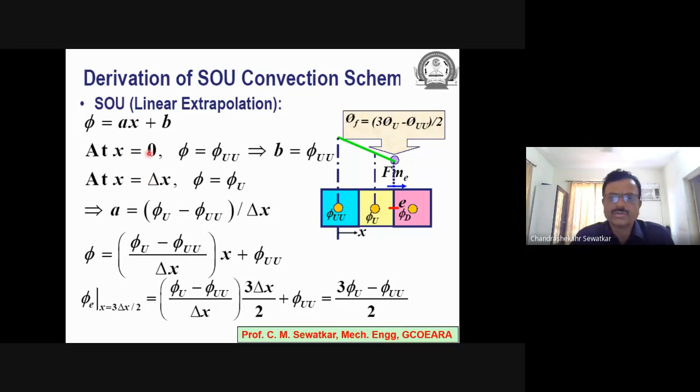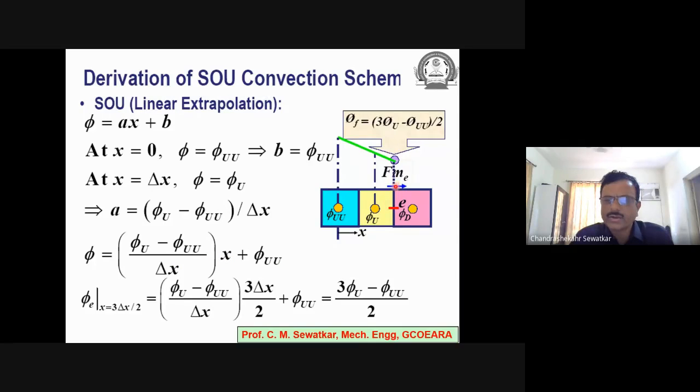Then at x equal to 0, I have phi equal to phi uu, and that gives me b equal to phi uu, if I use phi equal to ax plus b. At x equal to delta x, I have phi equal to phi u. That gives me a equal to phi u minus phi uu upon delta x. If I put this value of a and b in the expression here, I obtain the expression for phi as phi u minus phi uu upon delta x into x, plus phi uu.